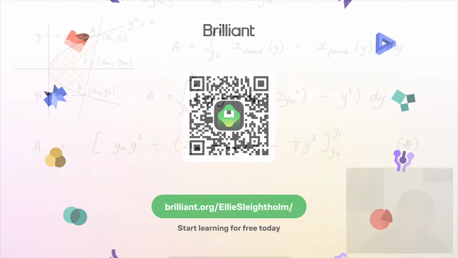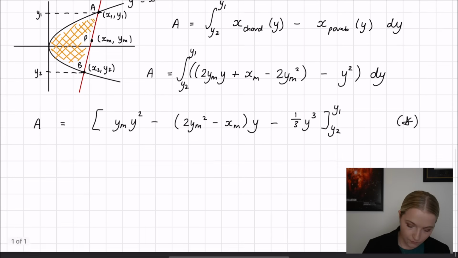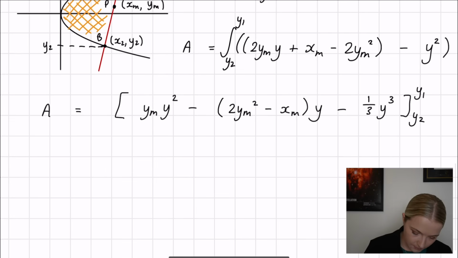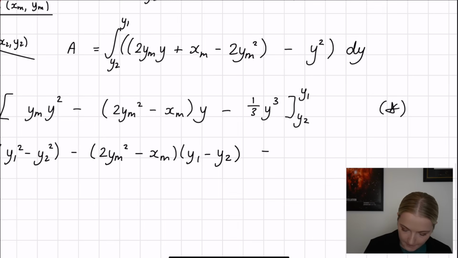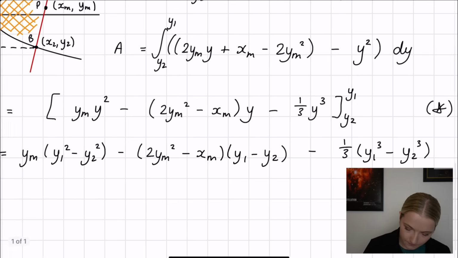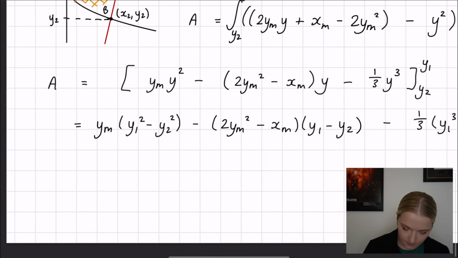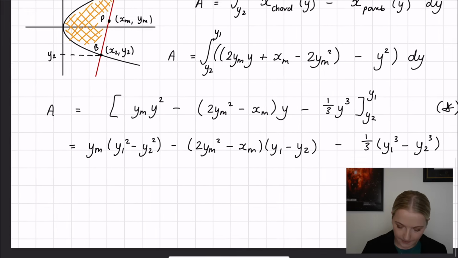Now let's get back to the maths. So if we substitute y1 and y2 in here, this is just going to become ym of y1 squared minus y2 squared, minus 2ym squared minus xm of y1 minus y2, minus a third of y1 cubed minus y2 cubed. Okay, and that is the area that we have here.